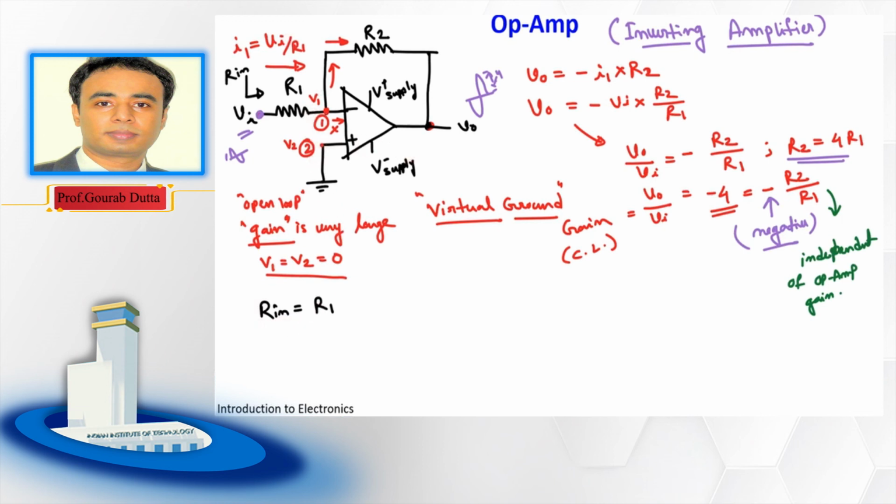So R in is only R1, which is the external resistor. It is not dependent on the op amp. I hope this inverting amplifier part is clear to you, how to analyze it. Today not much time is left, so let us stop here. We'll discuss in tomorrow's class.